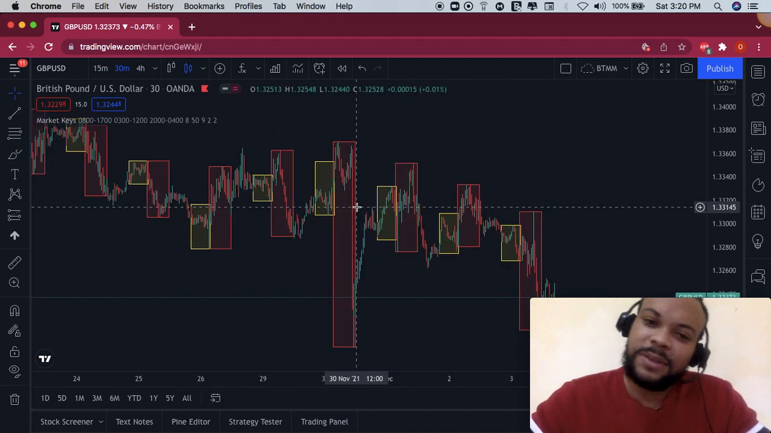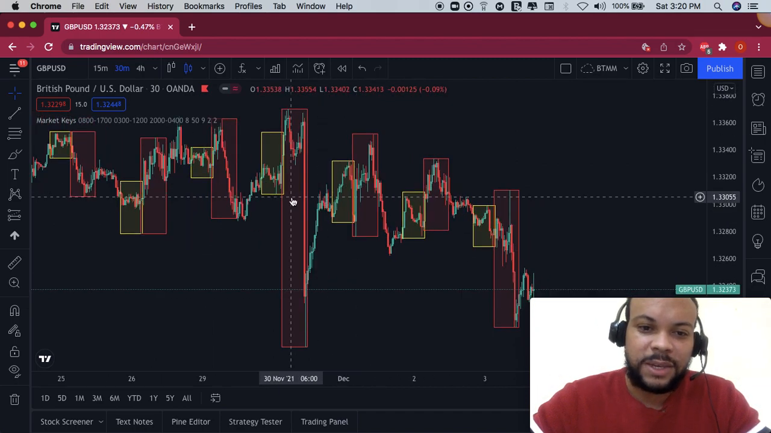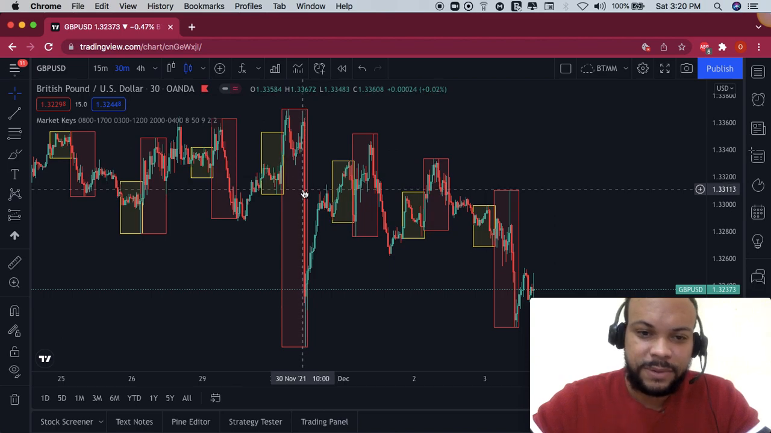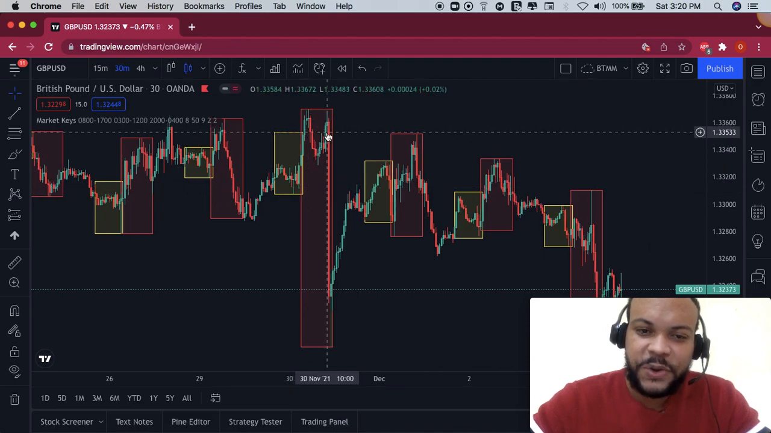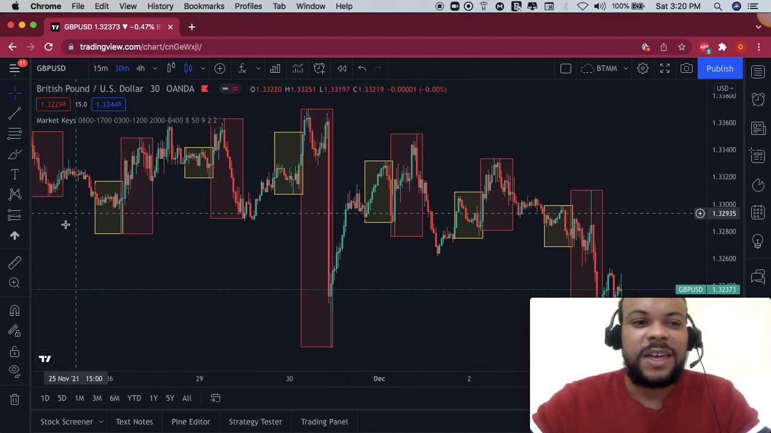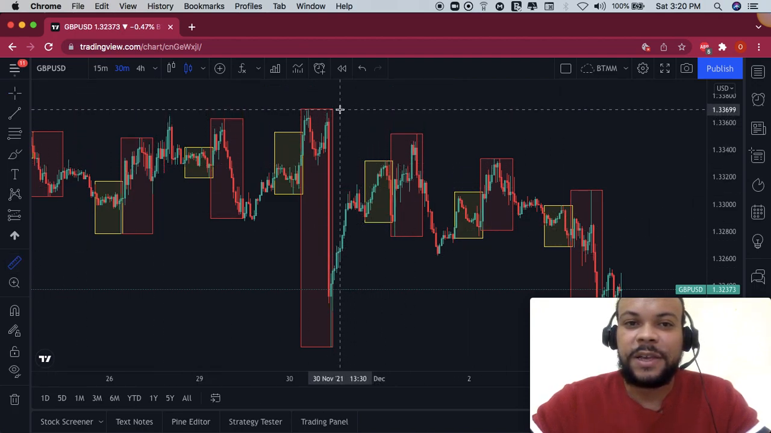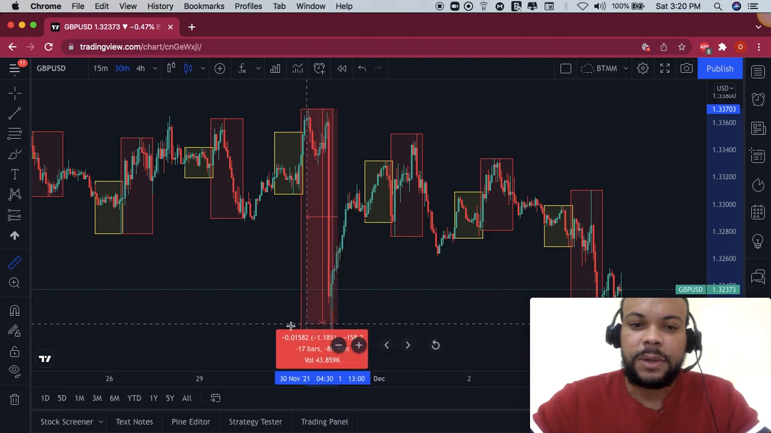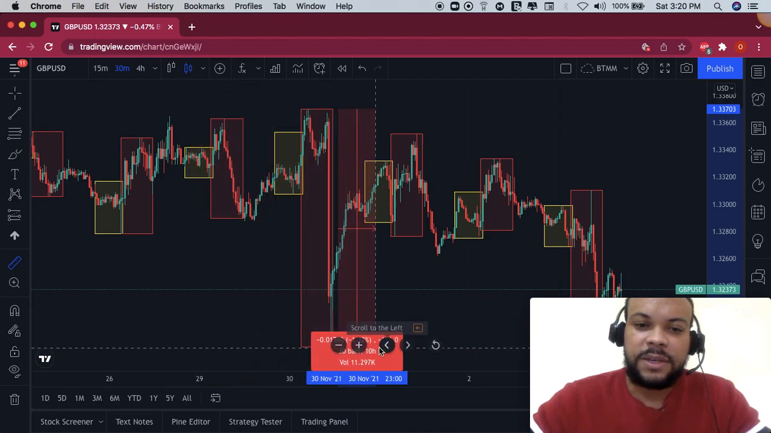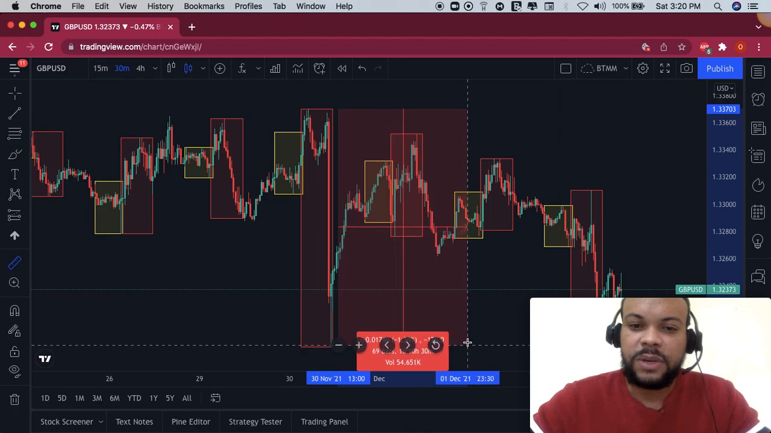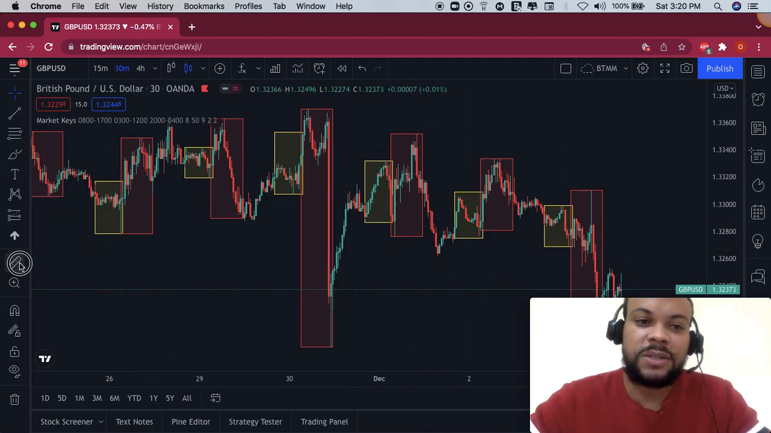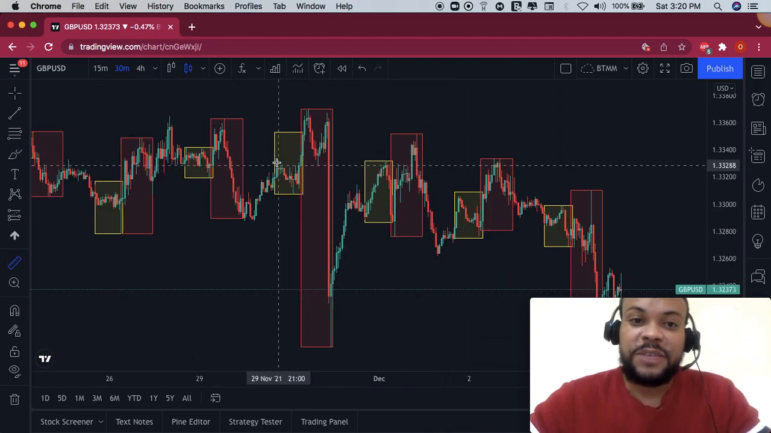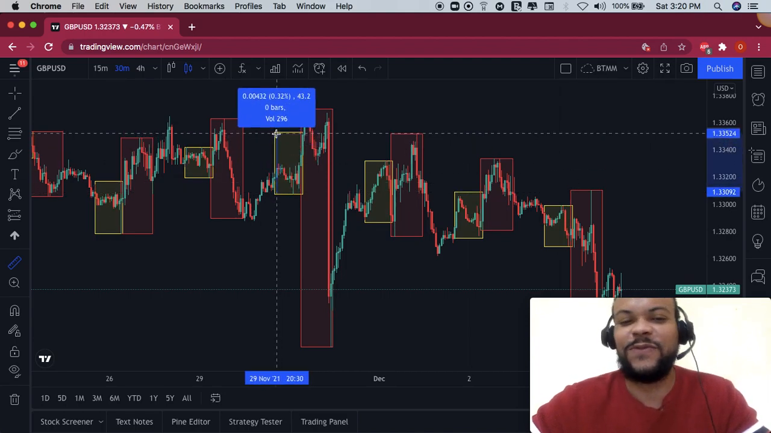Look at this big one. I think this happened last week. So this event happened in the morning, the London session going into the New York session. And if you measure this, you'll see exactly how many pips. It's basically 180 pips during London. That's a lot. And if you look at Asian, this was just like 40 pips.